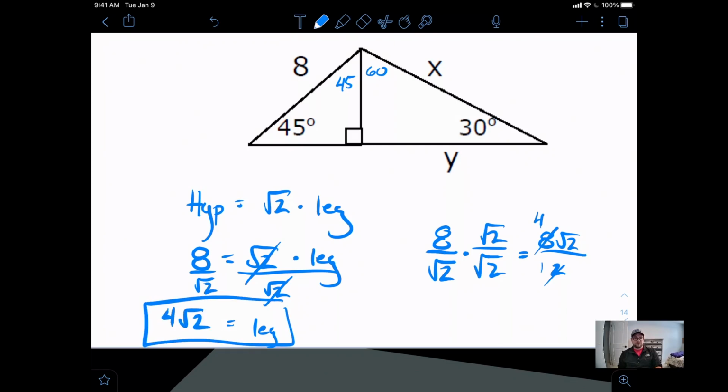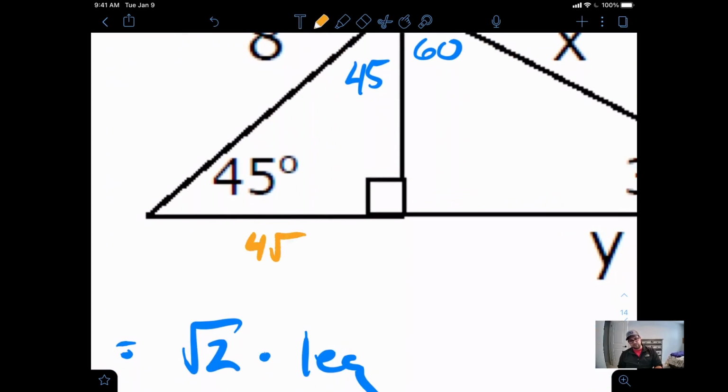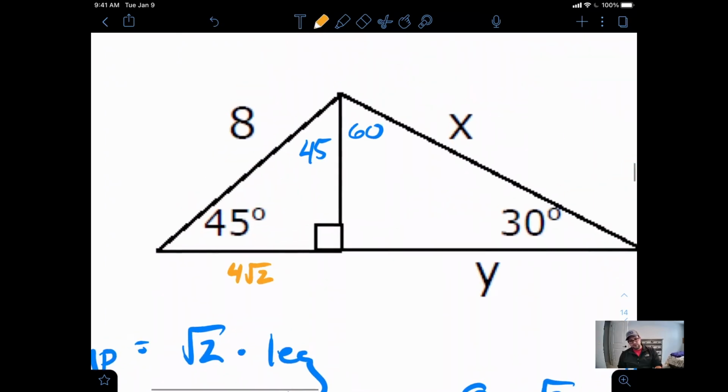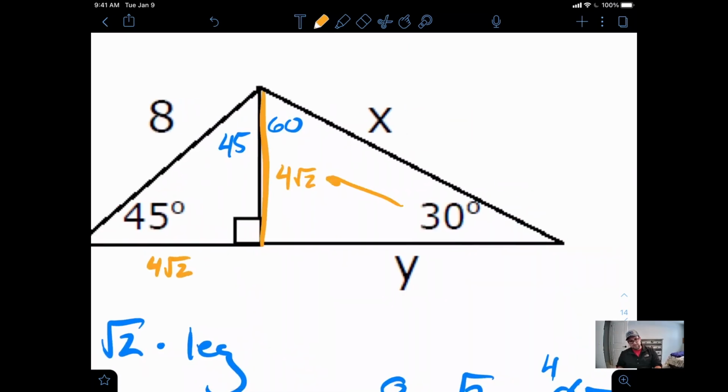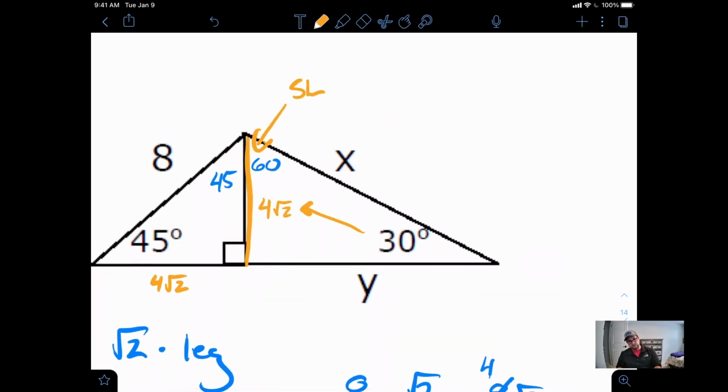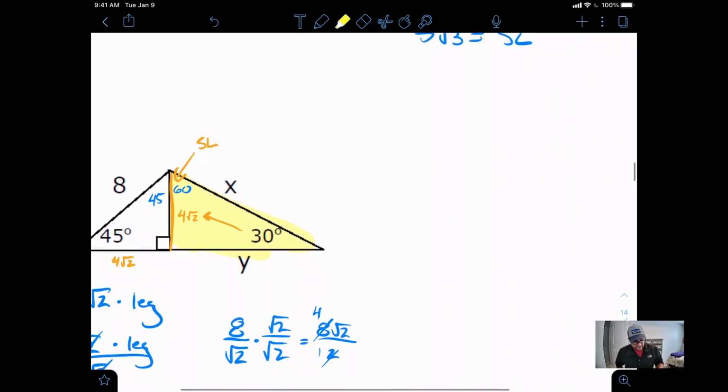Now, the reason that's helpful to us is because in this problem, if that's 4 square roots of 2, then I know that this length will be 4 square roots of 2. And I also know that this length will be 4 square roots of 2. Now, since the 30 opens up to this length, I know that this length is the short leg of this triangle, the yellow one here, or highlighted. So, using that short leg distance, I'm going to use my formulas here.